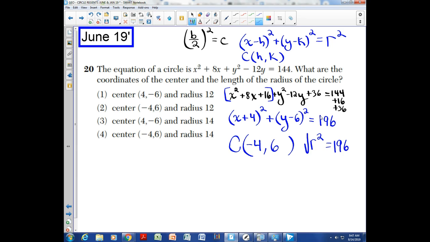So I still need to take the square root of both sides to get the radius is equal to the square root of 196. I remember that 196 is a square number, and the square root is 14. So let's go back and see a center of negative 4, 6, and a radius of 14. There we have it. Number 4.